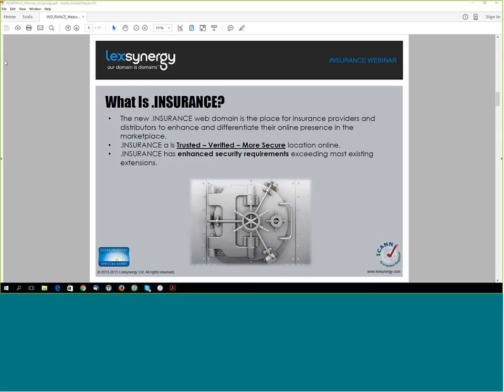And we say that it's more secure because of the restricted nature, because of the verification process, and because of the various security requirements that we mandate that are not mandated in any other top-level domain space. So when you get into .insurance, you're operating in a much different place than .com, or for that matter, just about any other new TLD that exists today. Should we go to the next slide?